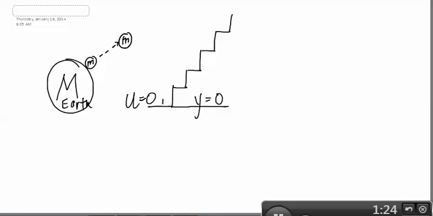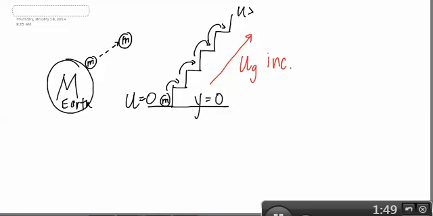So as a mass goes up these stairs, up those little arrows, up the stairs, what's happening to the potential energy of our mass as it goes up these stairs? It's increasing. So our gravitational potential energy is increasing. It's increasing to something where maybe our potential energy is greater than 0 up here.